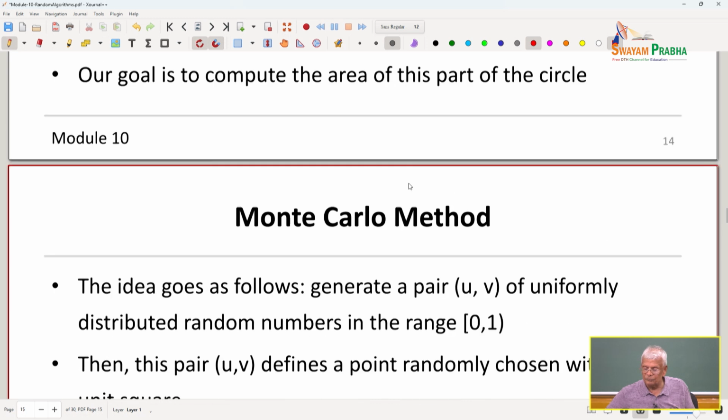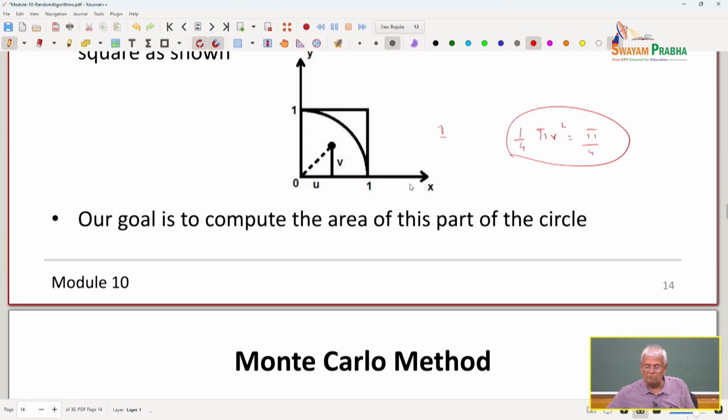So what is the idea? The idea is to generate a random number pair. You generate a random number u in the interval 0 to 1, and v in the interval 0 to 1. So if I have a pair u comma v, it should be a point within the unit square. Not every point within the unit square lies within the quadrant. Some may lie inside, some may lie outside. Now if u square plus v square is less than or equal to 1, it lies inside the circle. If u square plus v square is greater than 1, it lies outside the circle.